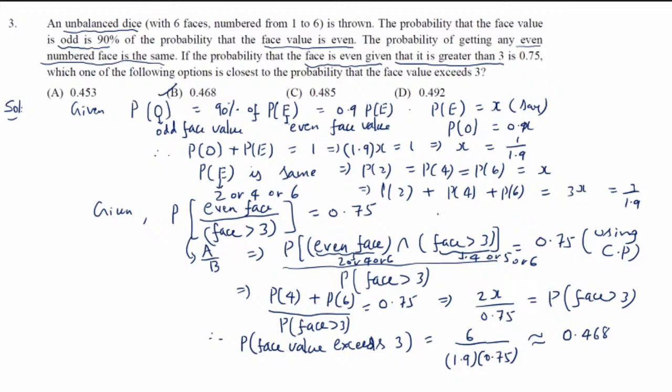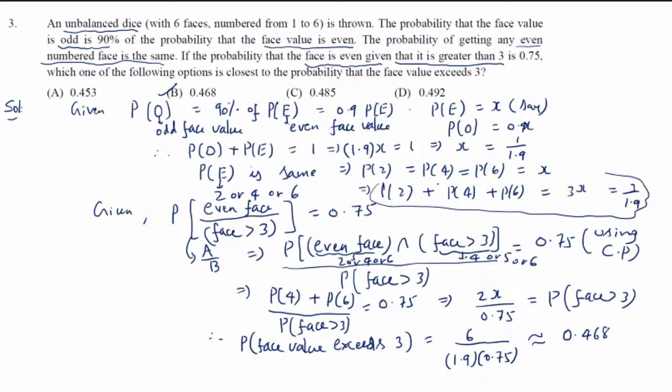So I am taking P of E is equal to x. Probability of odd face is 90%, means 90 by 100, means 0.9x. Probability of odd face plus probability of even, that is probability of 1 plus probability of 2 plus probability of 3 plus probability of 4 plus probability of 5 plus probability of 6 is equal to 1. So that is 0.9x plus 1x, nothing but 1.9x is equal to 1. That x value is 1 by 1.9. Even face is the same. Probability of 2 is equal to probability of 4 is equal to probability of 6 is equal to x. So this step is not required actually.